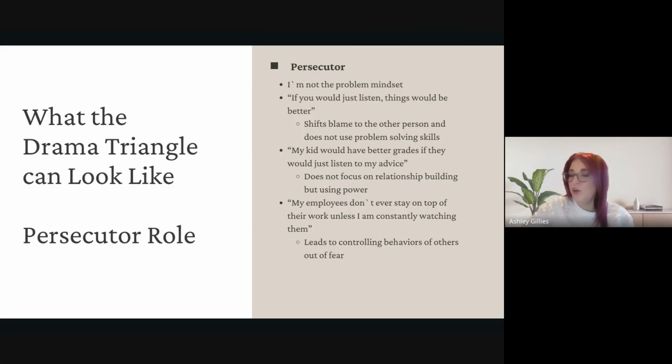And I hate to tell you, you have no evidence to support that your kid would get better grades just because they listen to you. You're playing a power game. Okay. My employees don't ever stay on top of their work unless I am constantly watching them. This leads to controlling the behaviors of others out of fear. So because you're the boss, you know that you can exercise fear of, I'm going to fire you if you don't do this right, instead of really looking at what the real issue is and how you are possibly persecuting other people and making them victim when they don't even want to be victim.